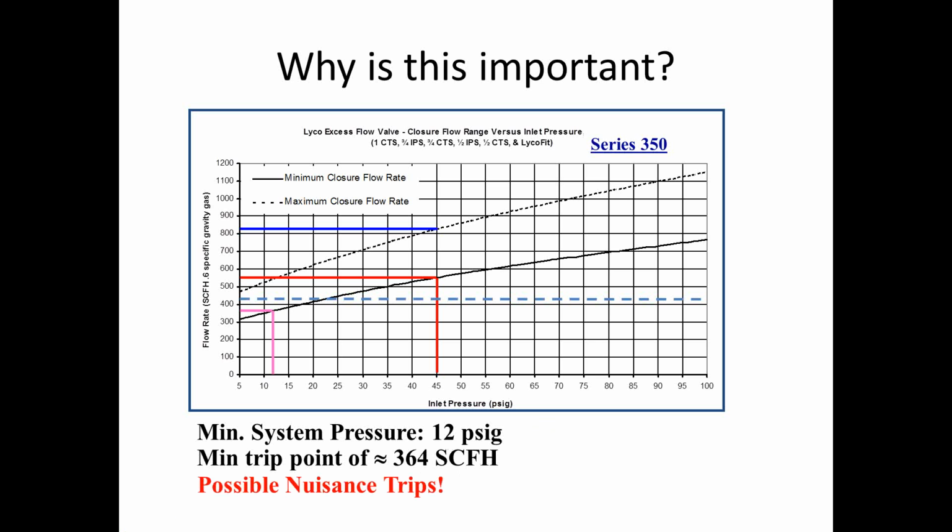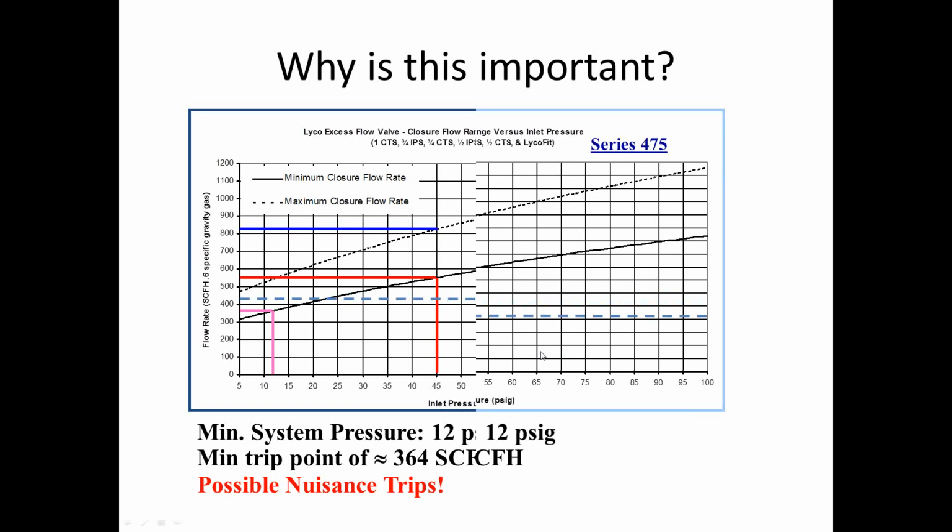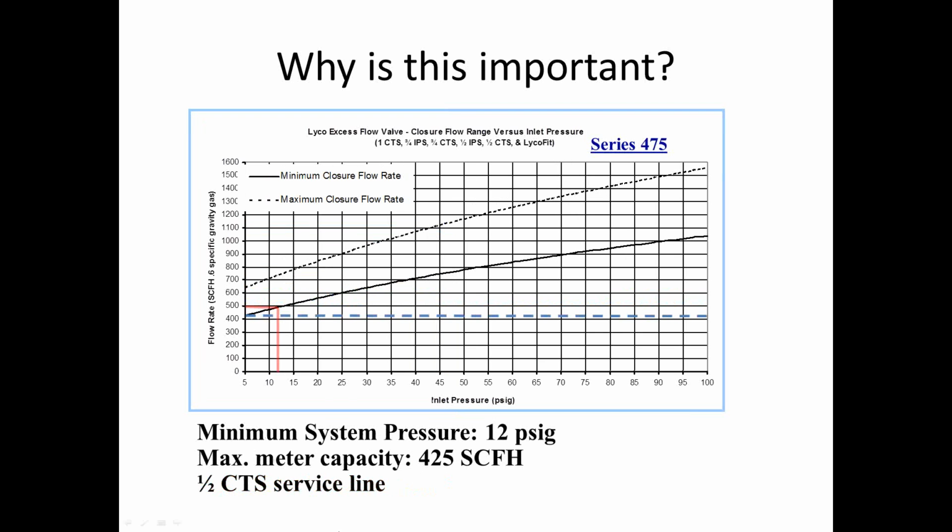So if there's a demand within the anticipated demand of that structure and your system's at 12 psi and you sized it at 45, you could have this EFV tripping even when you don't want it to, just when someone turns on their pool heater or whatever it is they have connected, and they're just using the amount of gas that was expected to be used, and all of a sudden your EFV trips. So this is why it's very important to start out looking at that minimum system pressure.